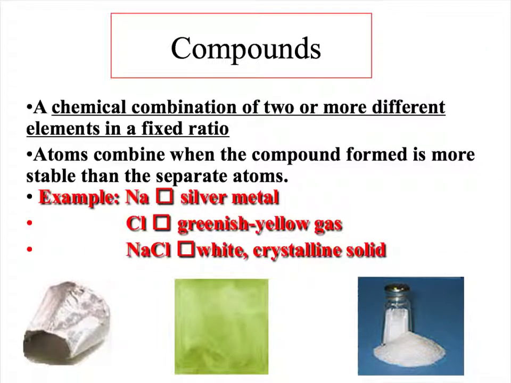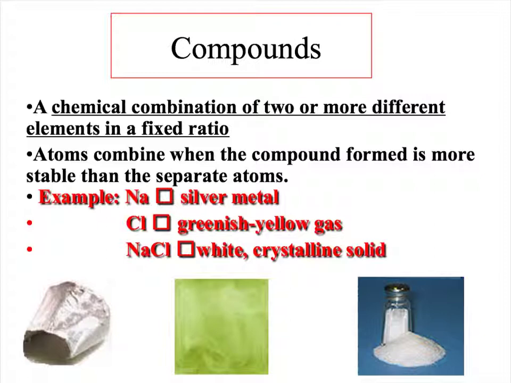You probably remember from when we talked about classifying matter that compounds are a chemical combination of two or more different elements bonded together in a fixed ratio. Generally, atoms are going to combine to form a compound that's more stable than the separate atoms were alone.